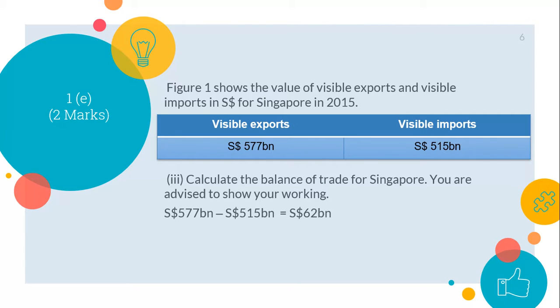So you are expected to show your workings. You can take it as visible exports minus visible imports, which is 577 billion minus 515 billion. You will get 62 billion. Remember, you have to mention the currency and say it's Singapore dollars to obtain 2 marks. So 1 mark will be given for the working. That is when you show visible exports is deducted by the visible imports, and then 1 mark for the final answer.